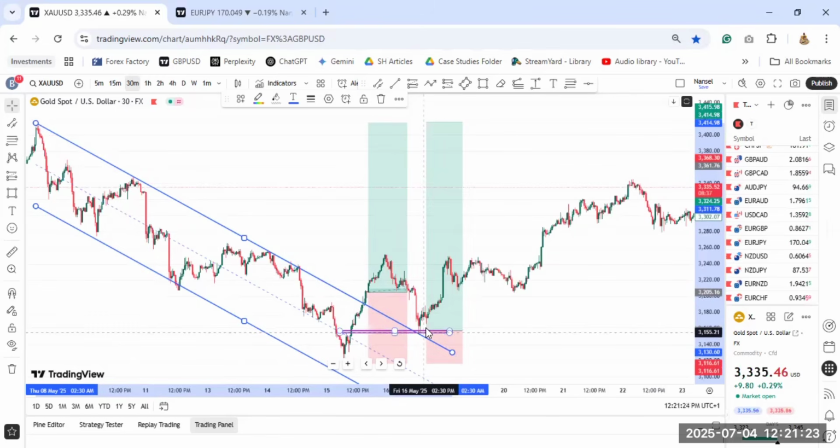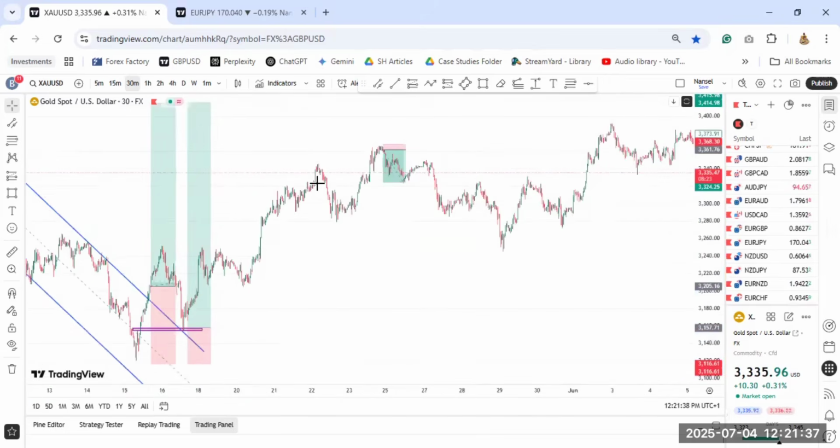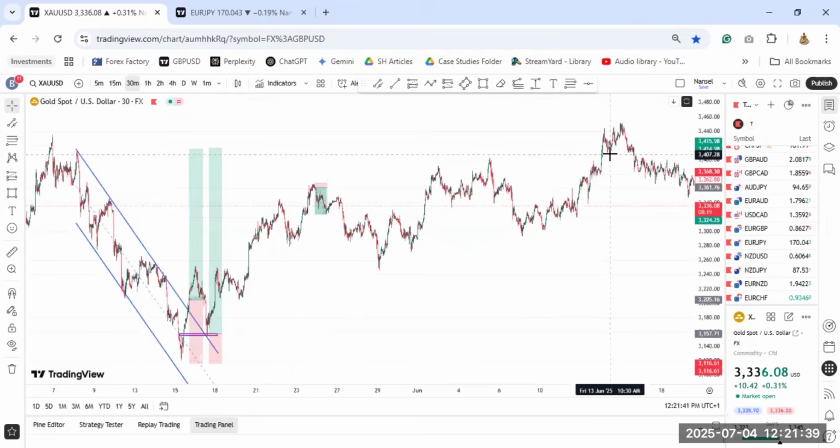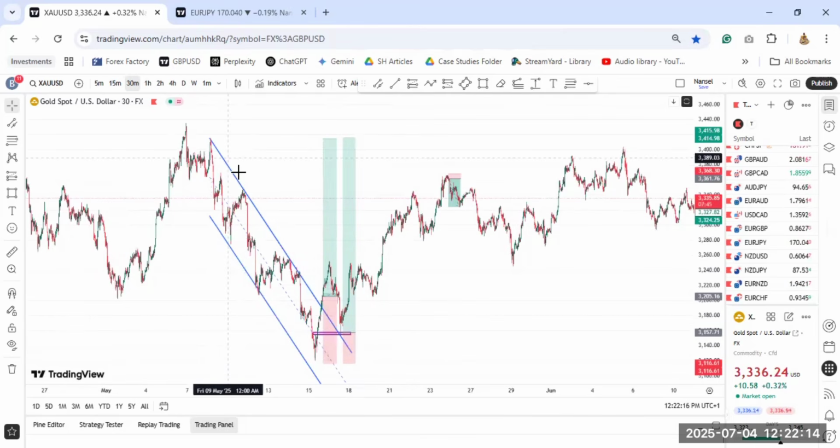You can take your entry and you target your highest point, the point where you started drawing the channel. That will be your take profit point. And if we play it out, you could see that price actually got to that level when it occurred here. This is it. You would have hit your TP. Now this is on gold. So this is called a falling channel.